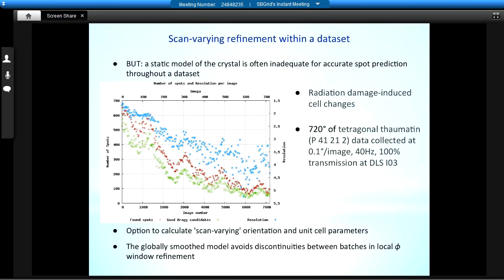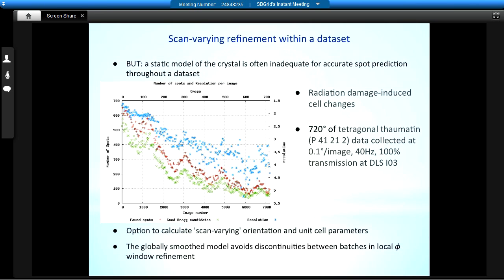And here's a good case in point. This is a thaumatin data set collected at Diamond Light Source where we've intentionally irradiated it with too much radiation. The resolution goes down over time. This is 720 degrees of data collection at full transmission of the beam. So the resolution starts out very good, then it gets poor. The number of spots in each image decreases over time.